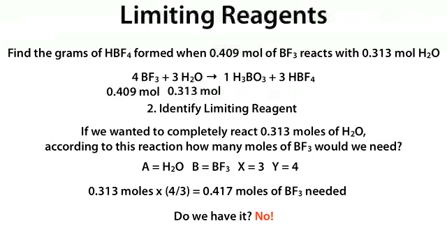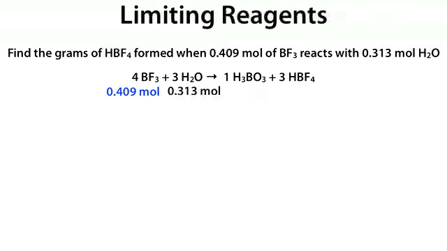Do we have it? No, we don't have it, as we expected, because we've already identified BF3 to be our limiting reagent. We don't have 0.417 moles of BF3 because we only have 0.409 moles, which is again slightly less than 0.417, but we don't have it. So we know BF3 is the limiting reagent, and I've put it in blue so we know to remember that is the limiting reagent.